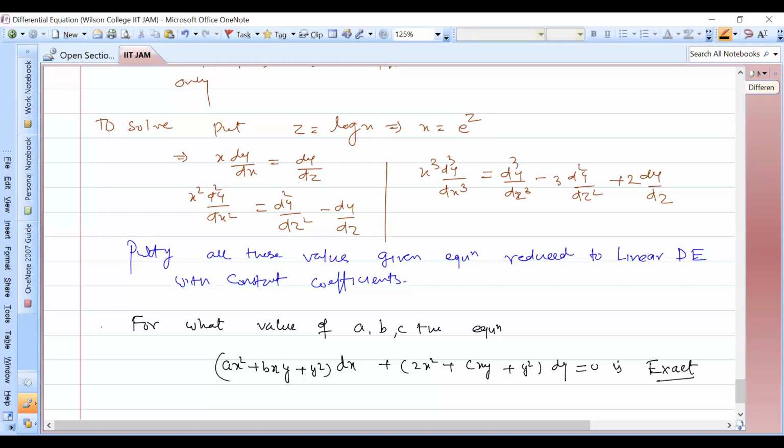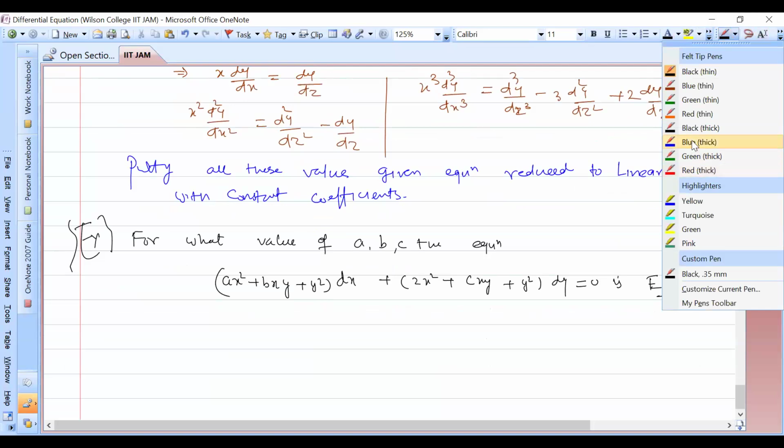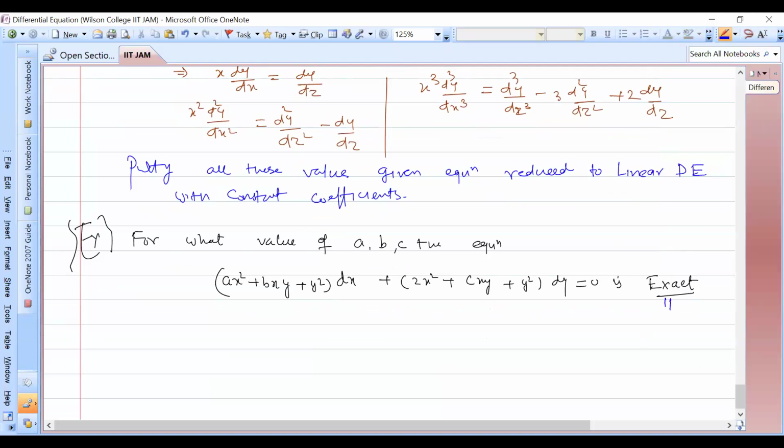Done. Previous one. Yes, sir. Already you people told that this is exact. Exact means del M by del y is equal to del N by del x. This is your M and this is your N. Please find the partial derivatives and compare them.